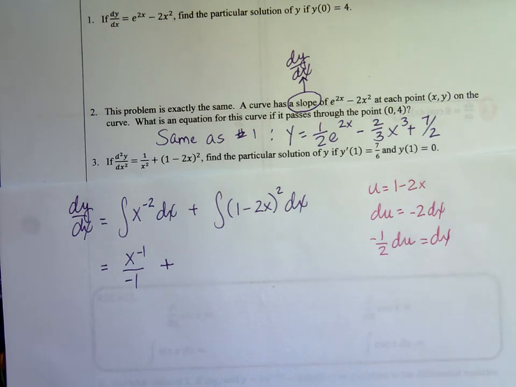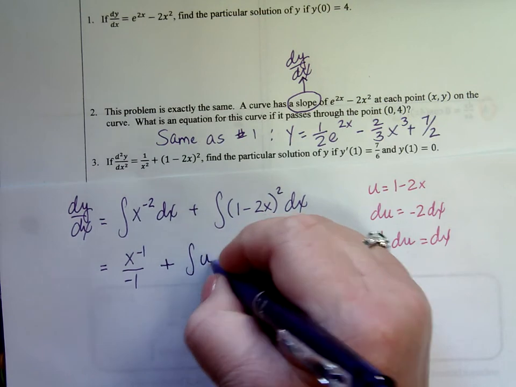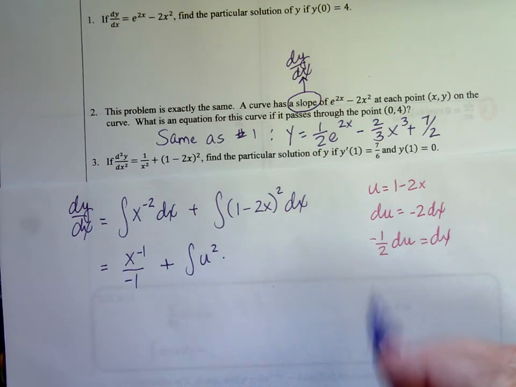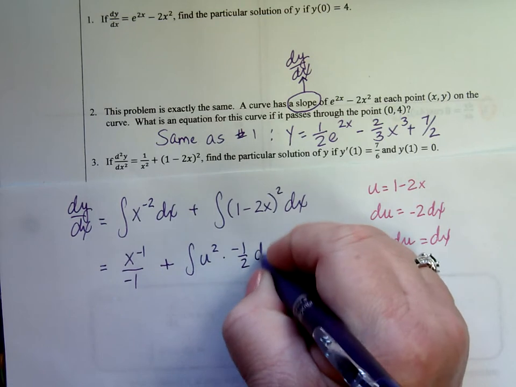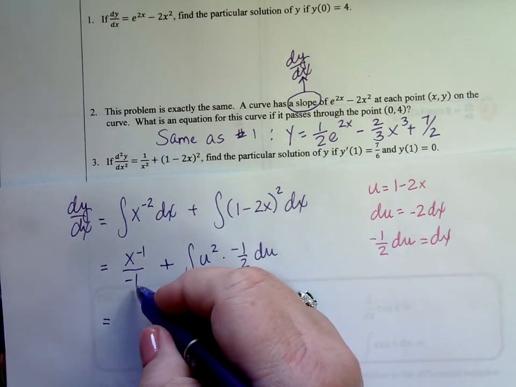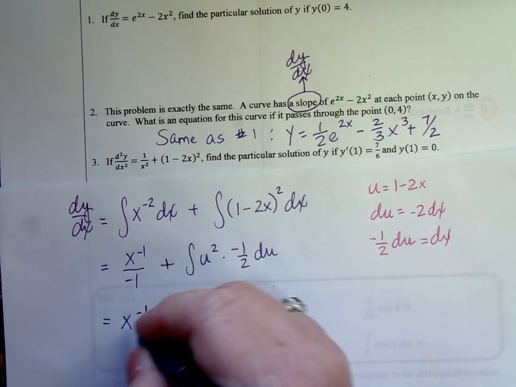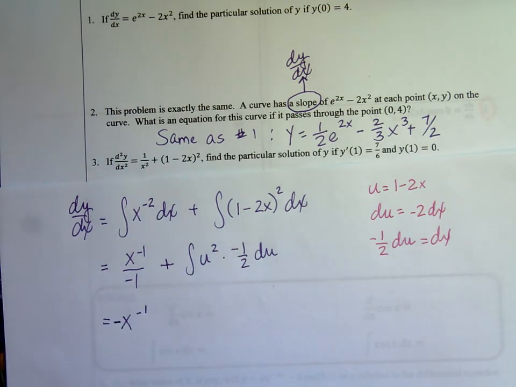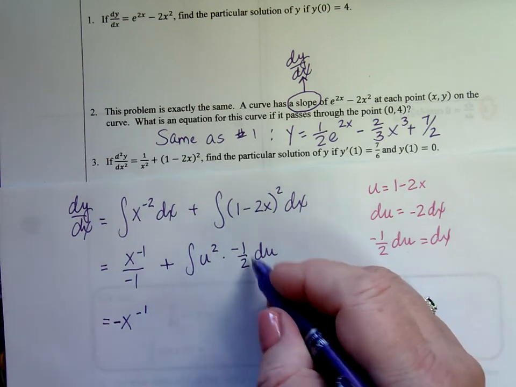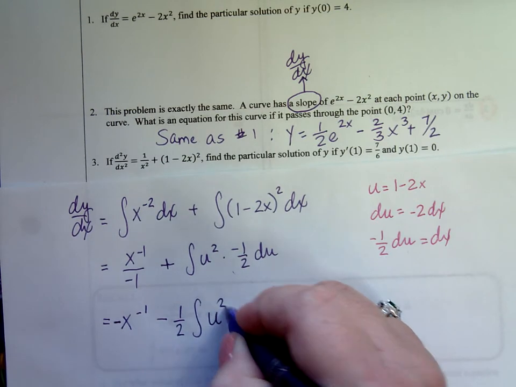All right, let's substitute. So it's u squared, right? It's the integral of u squared times what dx is equal to, which is a negative 1/2 du. And at each step, we're just going to try to simplify it, make it better looking. This one is x to the negative 1 over negative 1. So that is negative x to the negative 1. And then I have a plus, if I take this negative 1/2 out, it'll be minus a 1/2 the integral of u squared du.